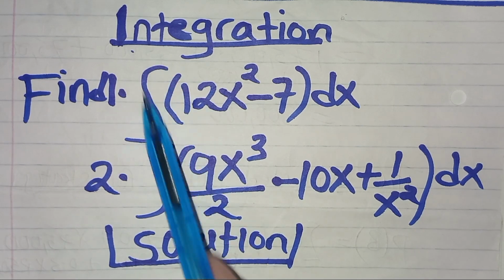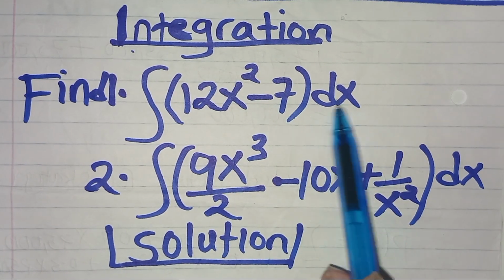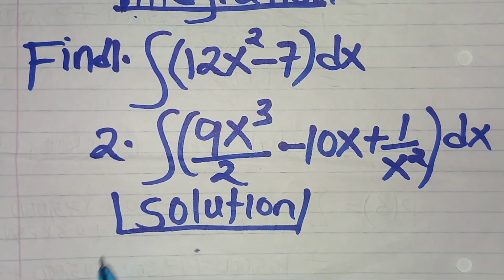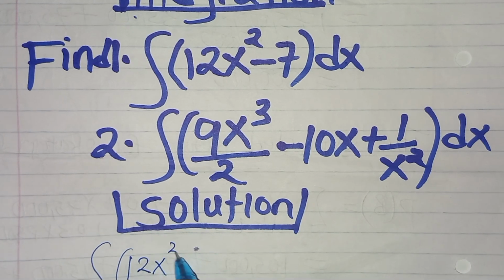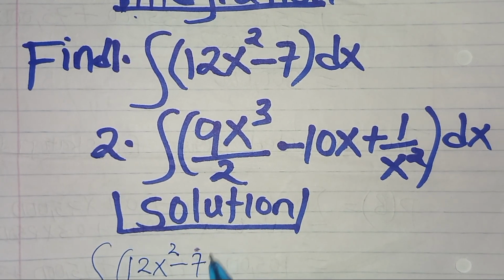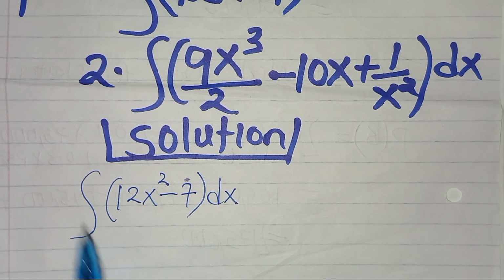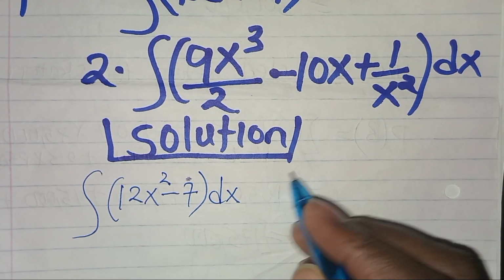We have the integral of 12x squared minus 7 dx. Okay, now let's get the integral of 12x squared subtract 7 dx. So here, let's apply the power rule of integration.